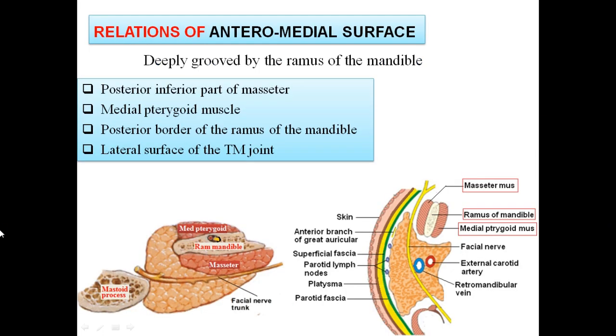Anterior-medial surface relations. This surface is deeply grooved by the posterior border of the ramus of the mandible. It's related to the masseter muscle, medial pterygoid muscle, ramus of the mandible, and lateral surface of the temporomandibular joint.